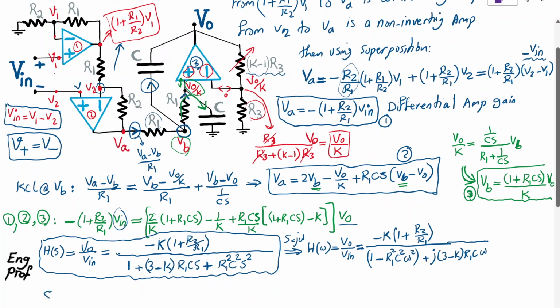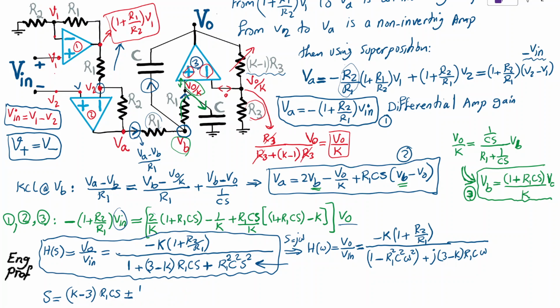If somebody is interested in finding the poles, we would say the roots of the denominator, which is a second order polynomial in s, is equal to negative, so it becomes effectively something like this: (K minus 3) R1 C s, and then we have plus minus, so we get K minus 3 R1 C s plus minus, and then we get (3 minus K) squared R1 squared C squared, which we can factor out from the other one.